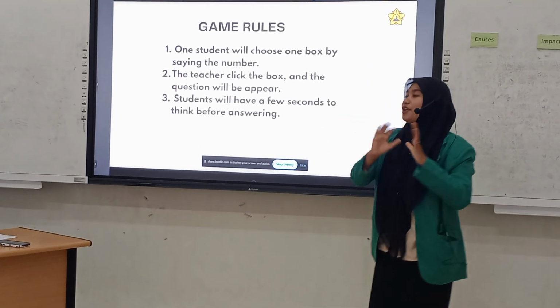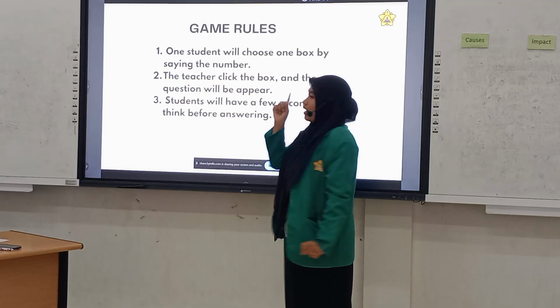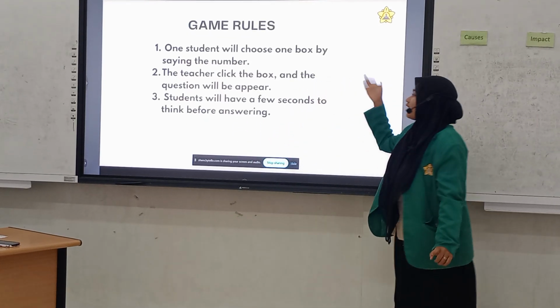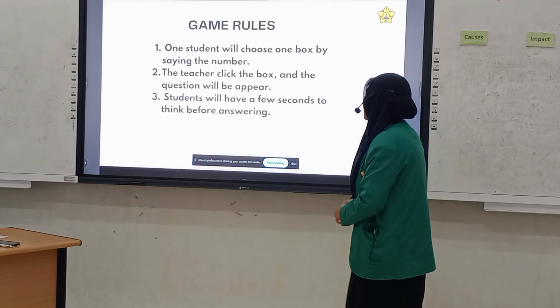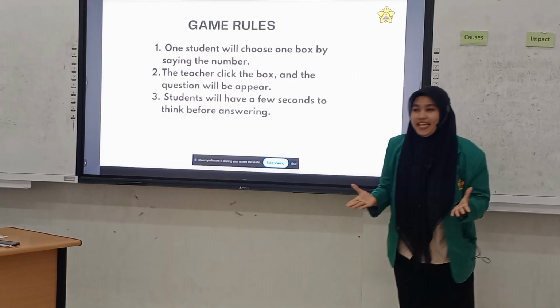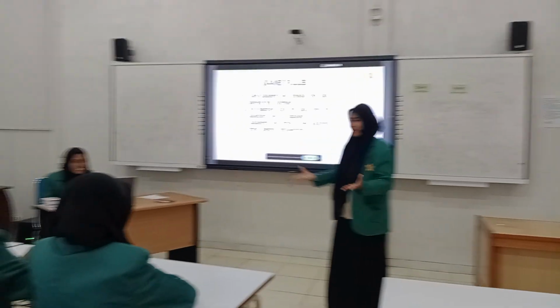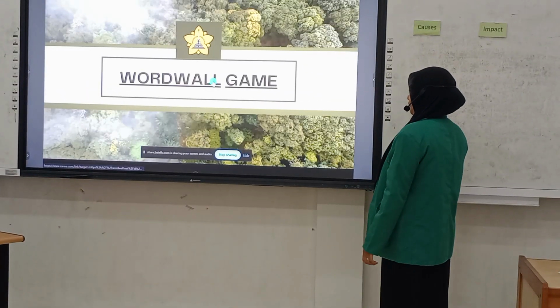But before that, I will read the game rules first. The first is, one student will choose one box by saying the number. And the second, the teacher clicks the box and the question will appear. And the last, the student will have a few seconds to think before answering. Do you understand? Yes, we do. Okay, right. Next, let's play the game.